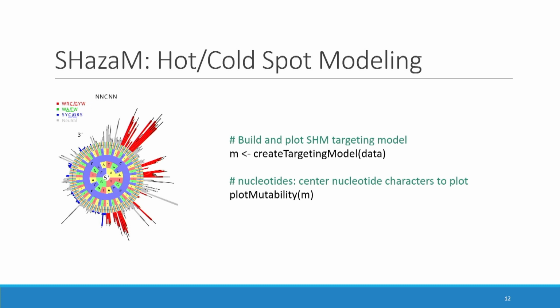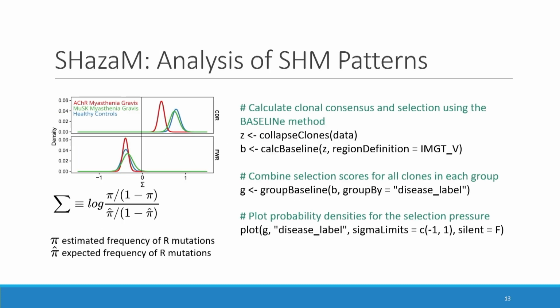We also have SHazaM, which deals with hot and cold spot modeling. We all know there are intrinsic biases in certain nucleotide motifs that tend to be hit more or less by the somatic hypermutation process. So we have methods in SHazaM for building models of which DNA motifs tend to be targeted, and you can compare those across, say, disease and healthy control samples.